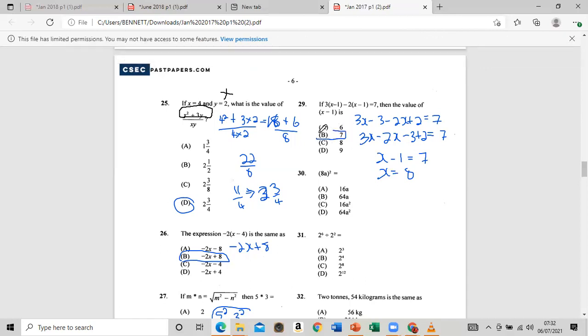Read the questions very carefully, guys, because they can be a bit tricky. Look for what they ask. Write out what they ask for.